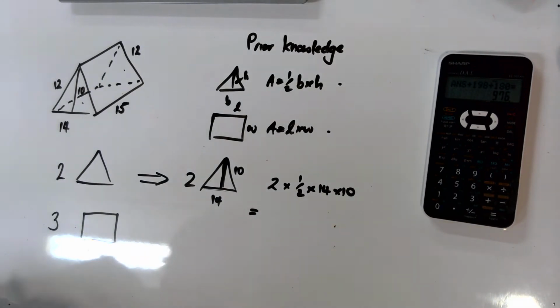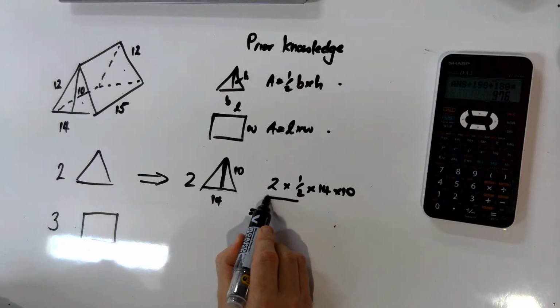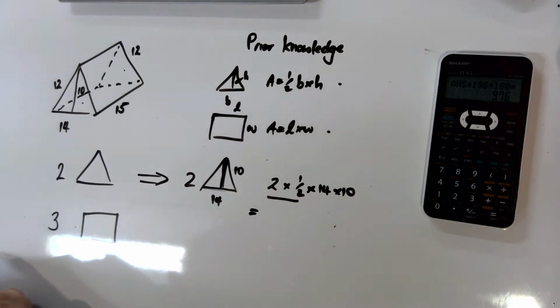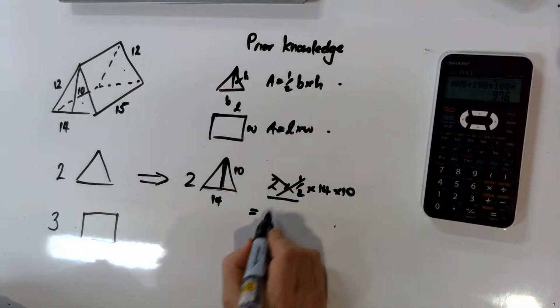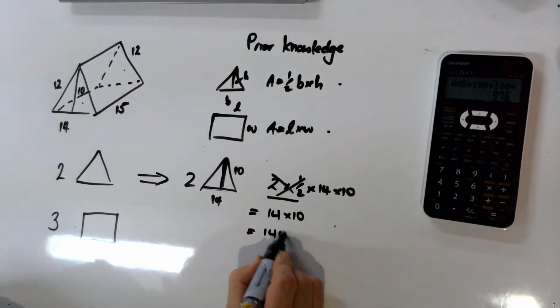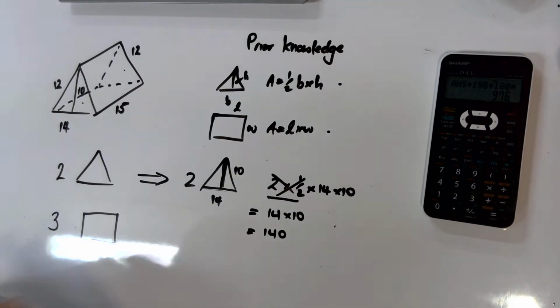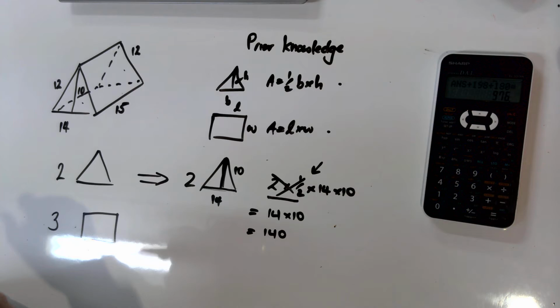Now, if we talk about this mathematically, these two actually are going to give you 1. So half of 2 is 1, and 1 times anything is, of course, whatever it was you were timesing it by. So to a certain extent, we can get rid of these, and we can go, okay, well, that's just going to be 14 times 10, and that's going to give us 140. Now, generally speaking, be careful with this, because the only reason it works is because we have 2 triangles, not just a single triangle.